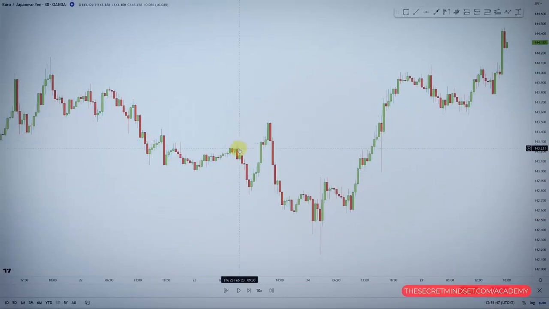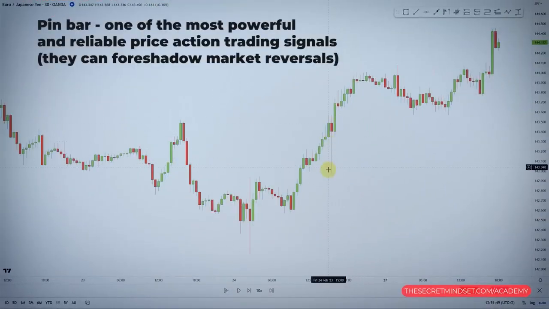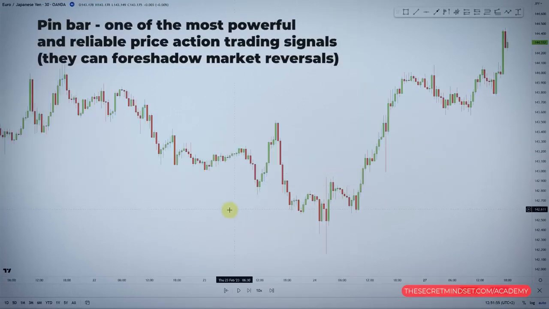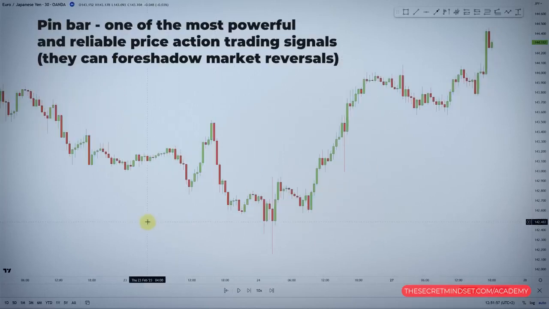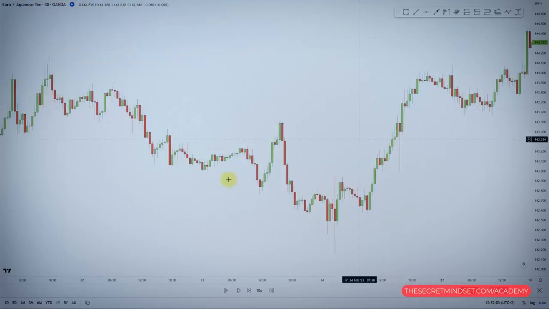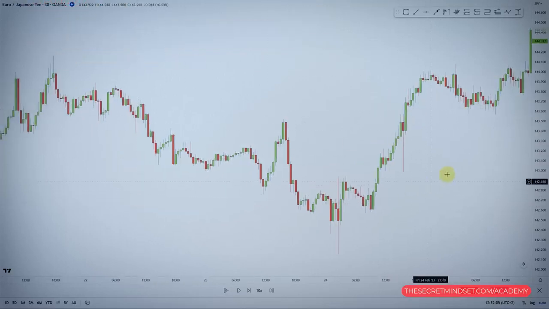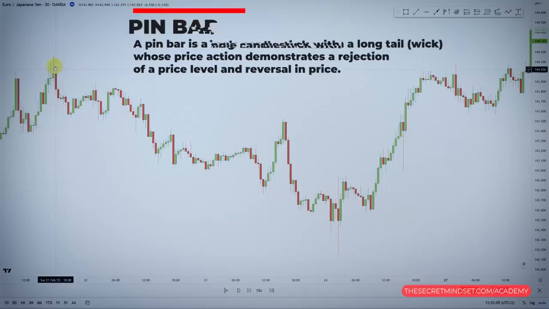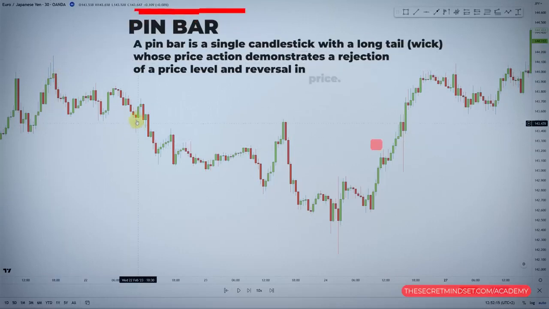The pin bar is without a doubt one of the most powerful and reliable price action trading signals. They are very simple candlestick patterns, but when paired with a solid context, they can foreshadow large market reversals. We talked about them previously when we simplified candlesticks. A pin bar is a single candlestick with a long tail whose price action demonstrates a rejection of a price level and reversal in price.